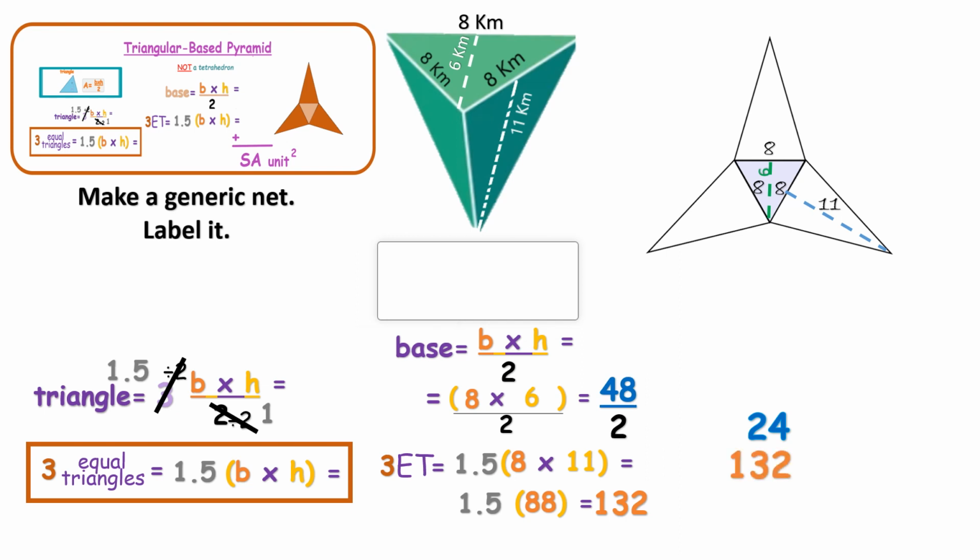So then my final step is to add my two areas together to find my total surface area. 4 and 2 is 6, 3 and 2 is 5, and then I have a 1. When I look at my labels, it's kilometers. Well, I don't know where 64 came from. Should be 156 square kilometers.